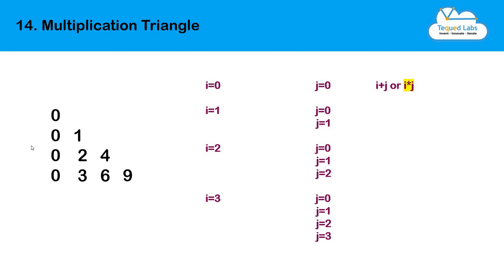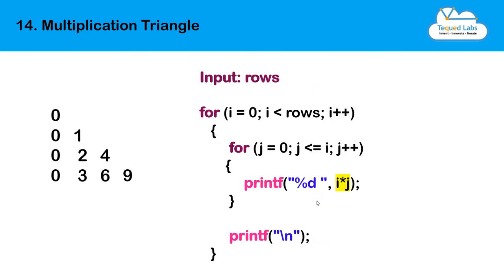So when i is 1, we need 0 here. In the first condition, if you multiply i and j, you're going to get 0. If you multiply i and j again, you're going to get 1. So it is not addition, it is multiplication. So it is i star j. If you multiply i and j, you will get the result. Let us quickly go back and replace this with i star j. So you will be getting this particular right angle triangle with multiplication table.